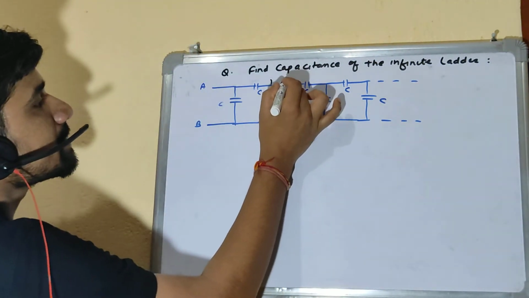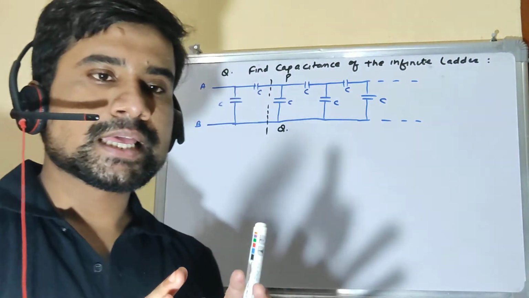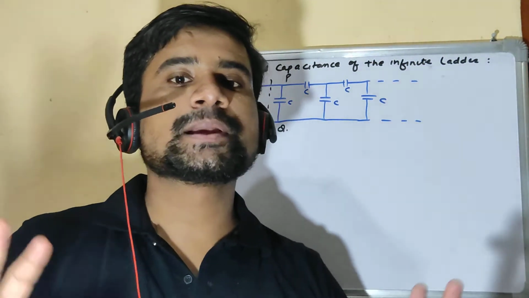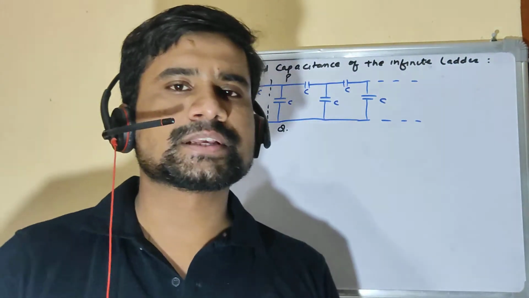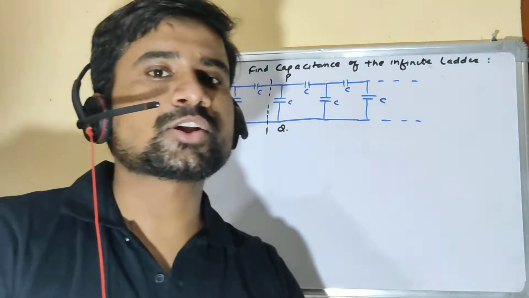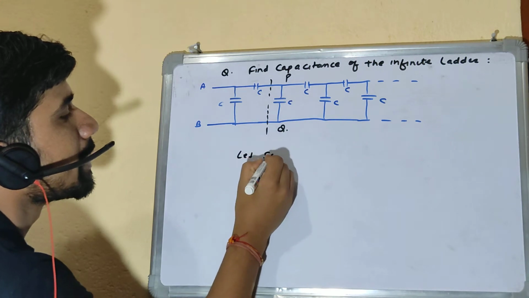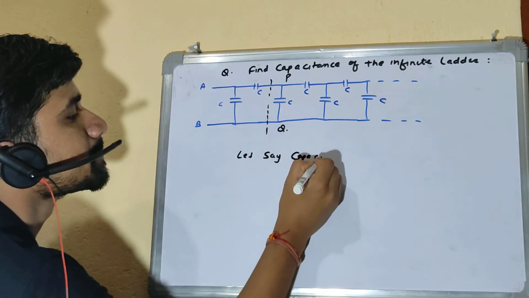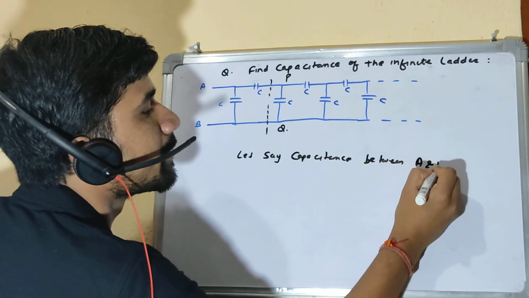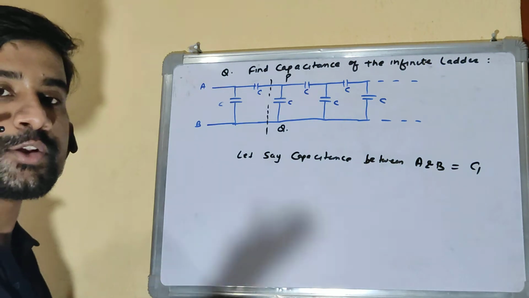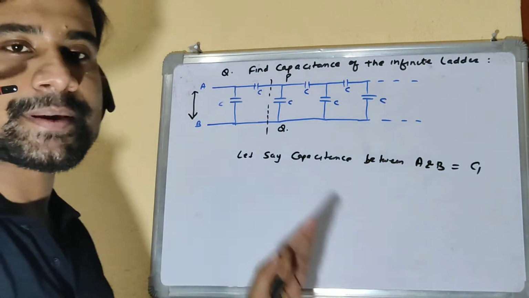And let's say this point is P and Q. Infinity is a very big number, and if I take 1 or 2 from infinity, they generally don't make any difference at all, right? So let's say the capacitance between A and B is equal to C1. We need to find the capacitance between A and B for this particular problem, and we assume this capacitance as C1.